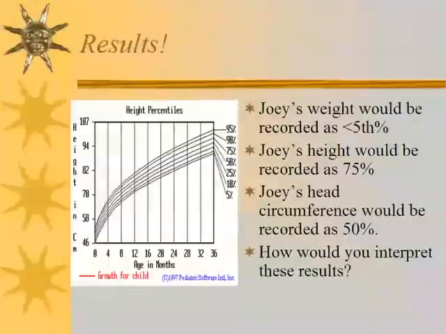Now, if you do his height, you'll notice that his height falls closest to that 75th percentile range. How would we interpret that? Well, if we gathered 100 children his age, he'd probably be taller than maybe 75% of them. He's going to be one of the taller children in his age group. His head circumference is recorded as 50%. How would we describe that? Well, he's probably typical in terms of his head circumference for children his age.